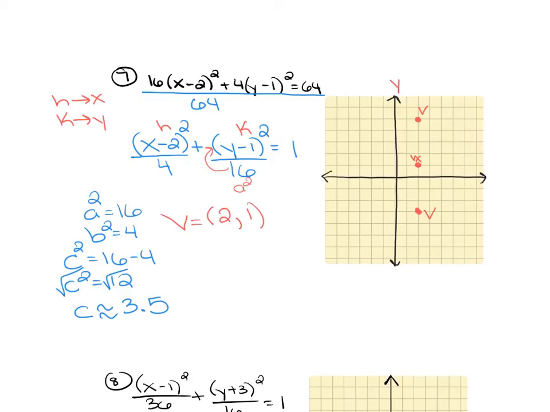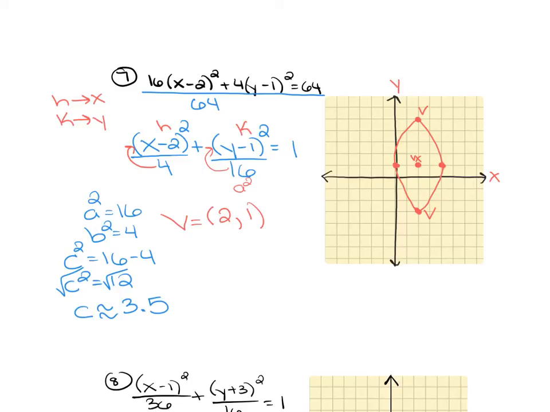Now, from my vertex, I'm going to go left and right according to the x-axis. So underneath the x is the 4. So x runs horizontally. So from the vertex, I'm going to go left 2, and I'm going to go right 2. Okay, so sorry, the x is actually horizontal, and the y runs vertically. So this is going to be the ellipse that we're looking at.